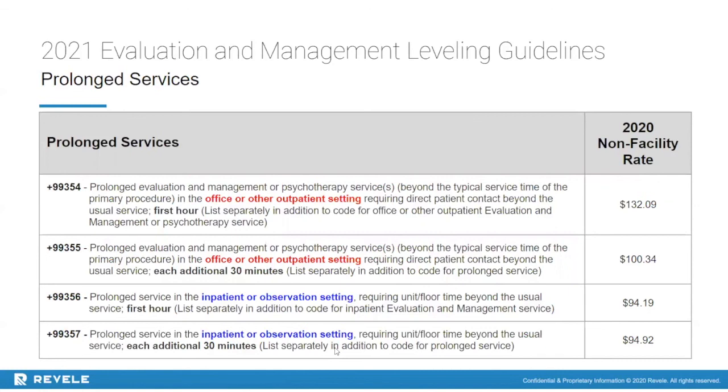And as you can see too, we have our current 2020 non-facility rates for these types of services. Currently, these are added on to codes 99202 through 99215, for the 99354 and 99355 would additionally be added on. And then the 99356 and 99357 would be for inpatient and observation setting codes.